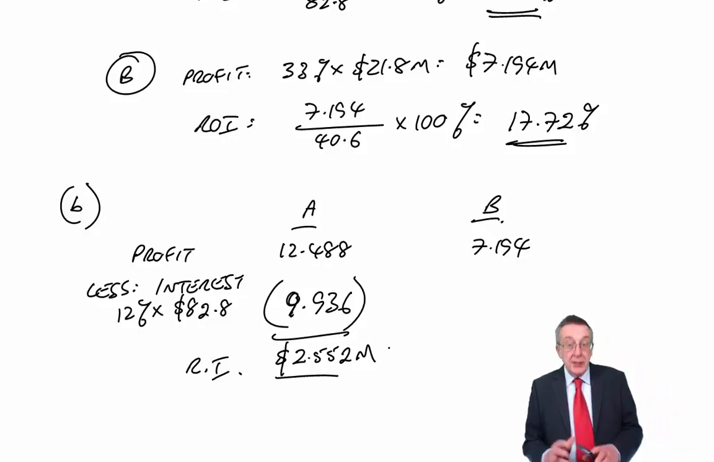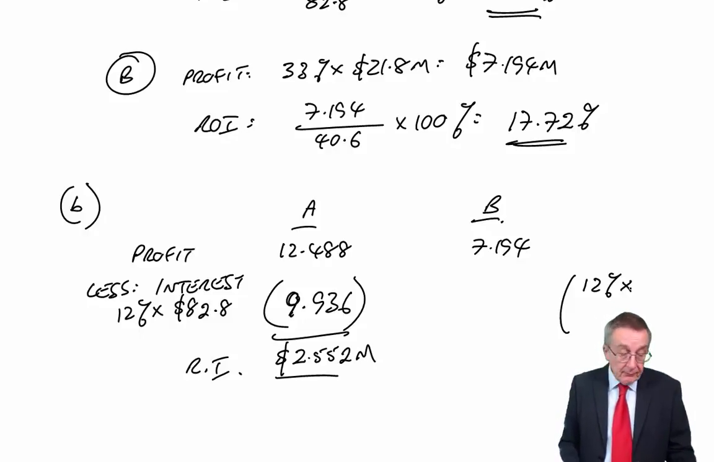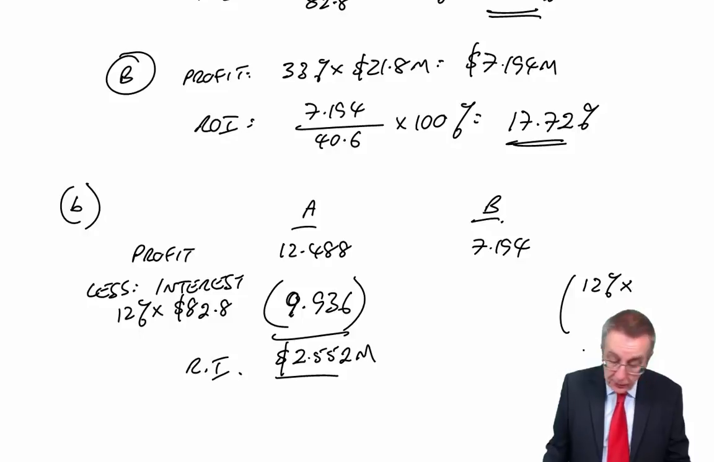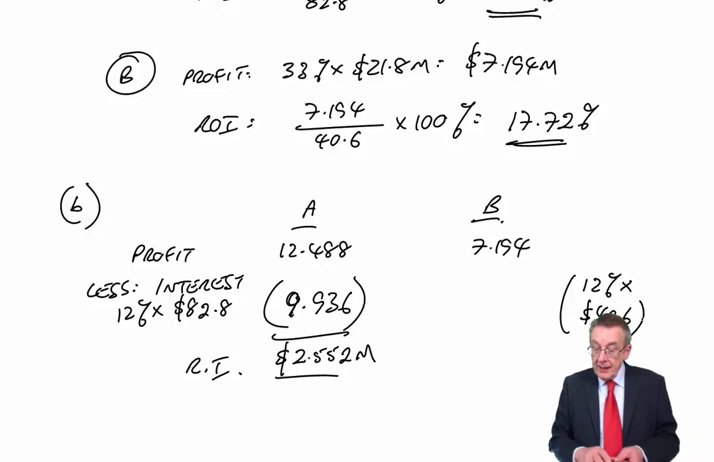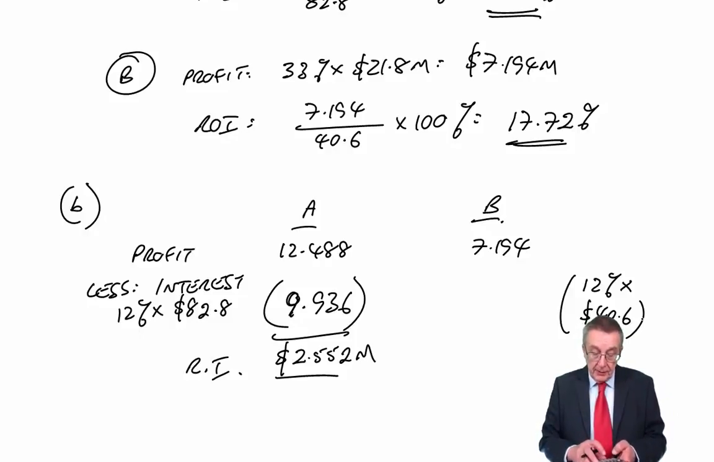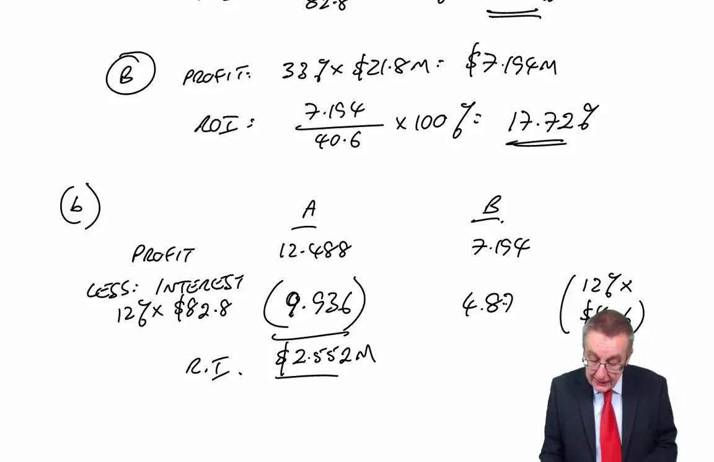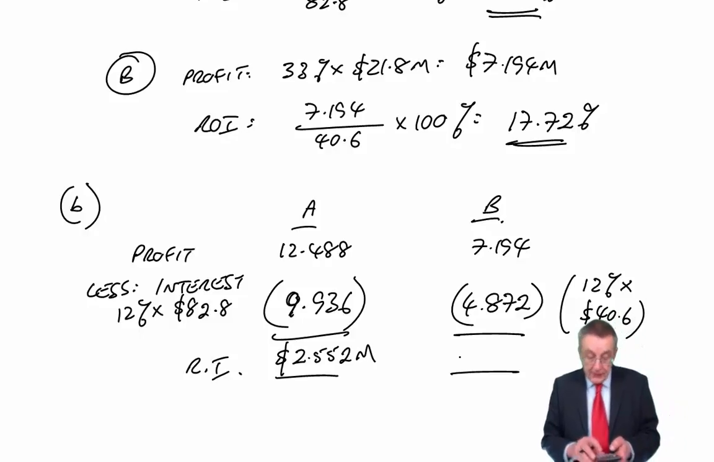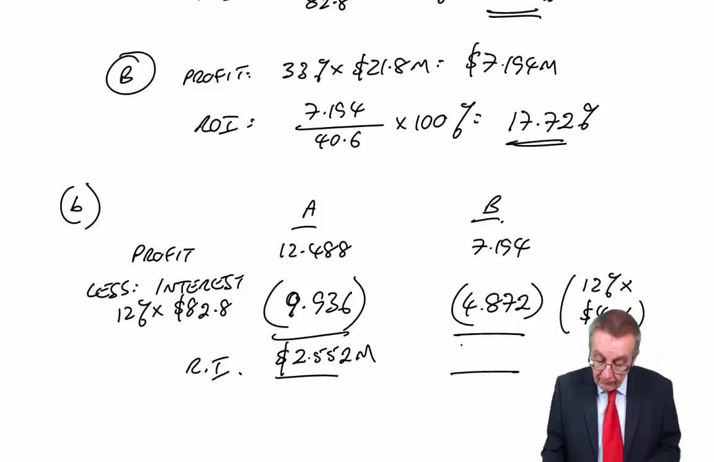Similar Division B, we knew the profit, 7.194. The interest here, cost of capital again 12%. The capital investment for Division B is 40.6. 12% of 40.6 is 4.872, which gives residual income of 2.322 million.